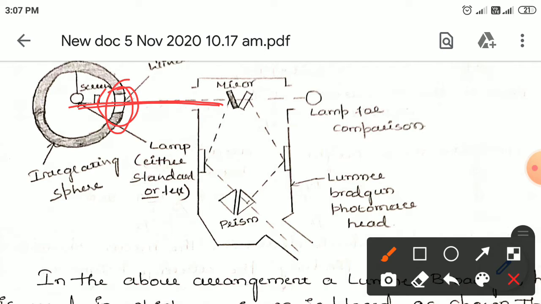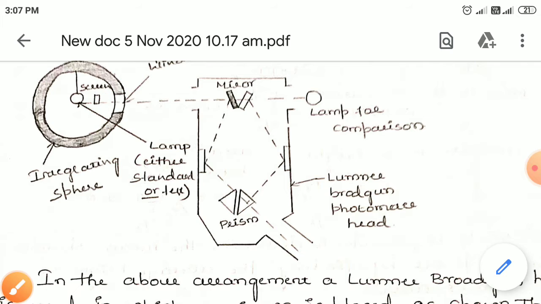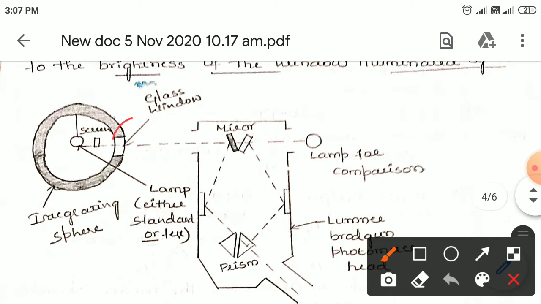So a small screen is placed between the lamp and the window. There is a window, and there is a source of light, and the small screen is placed between the lamp and the window so that light does not pass directly.